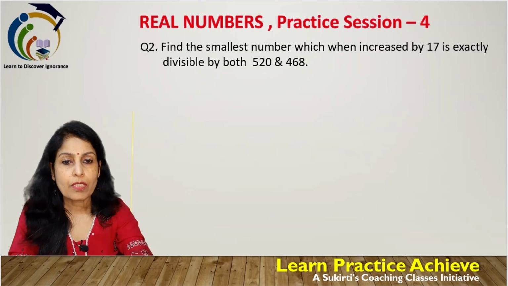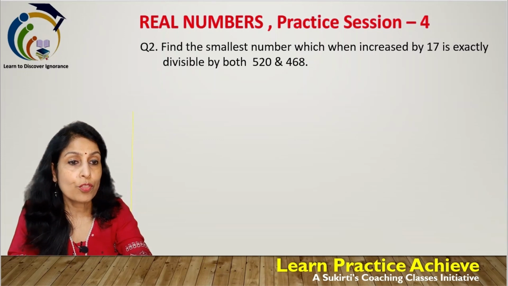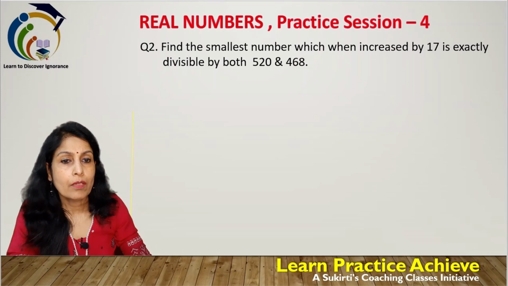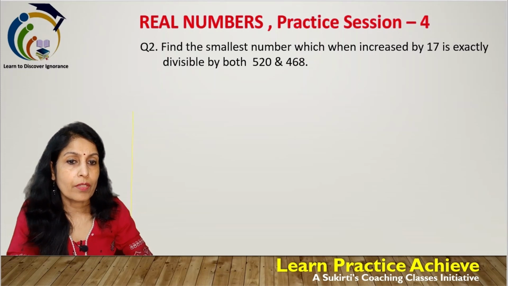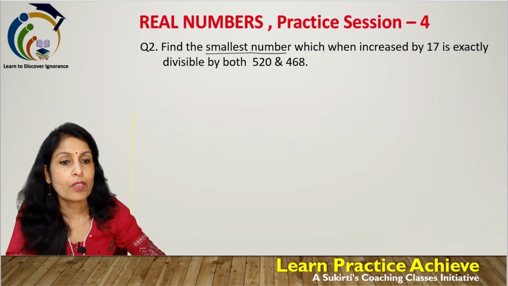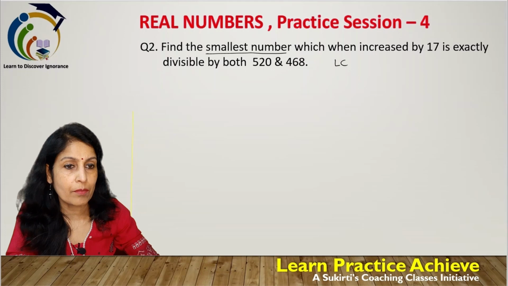Now the second question is: find the smallest number which when increased by 17 is exactly divisible by both 520 and 468. So here first we have to find what is given. Two numbers, 520 and 468, and you have to find the smallest number. Again, if it is the smallest number, we have to find the LCM.